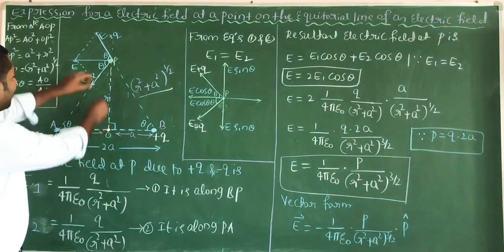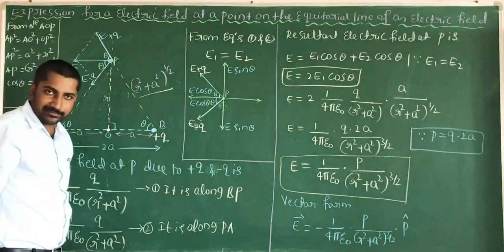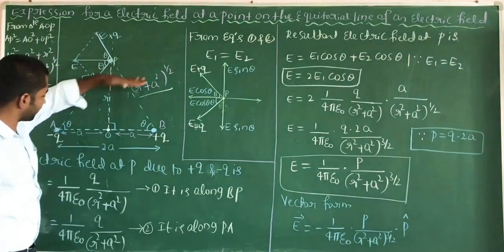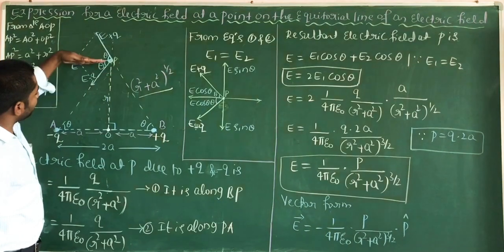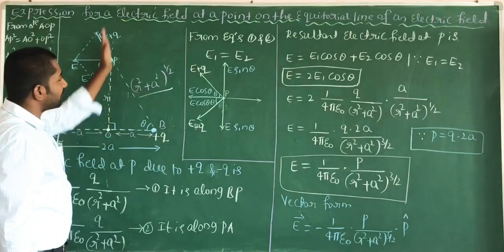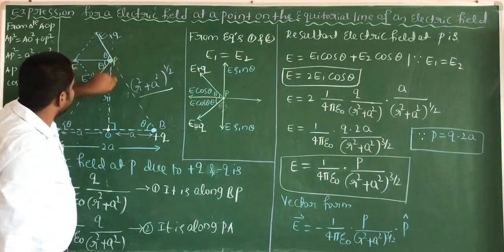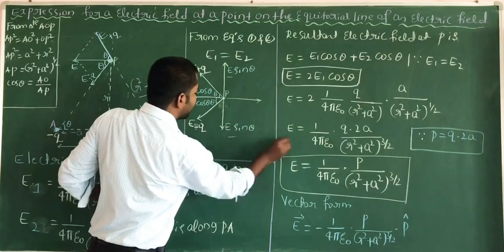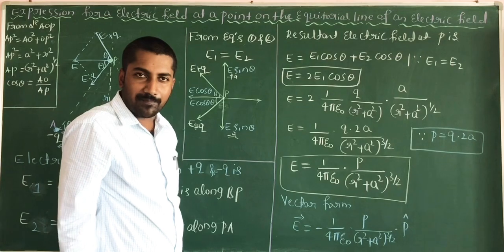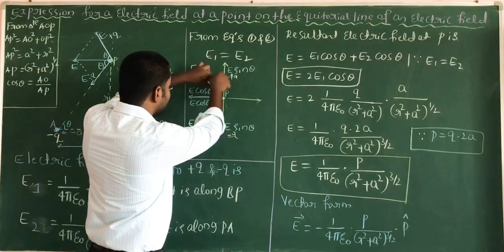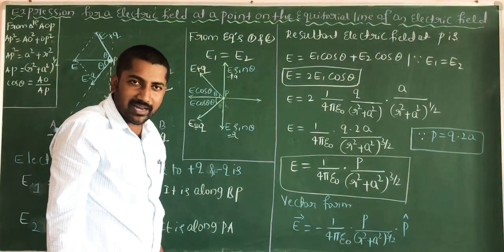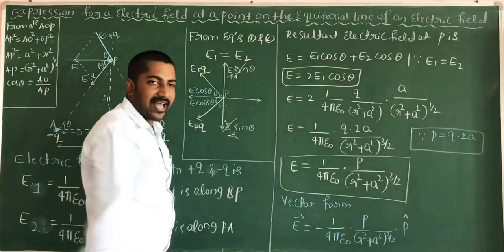But here, the electric field is resolved into two components. One is parallel to the dipole axis, which makes a cosine angle, and the other is perpendicular to this axis, which makes a sine angle. These two values are E sin theta and E sin theta, that is E1 sin theta and E2 sin theta, due to plus Q and minus Q. They are perpendicular to the equatorial line.